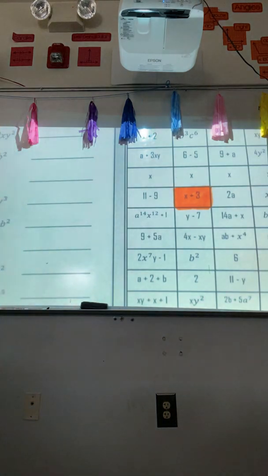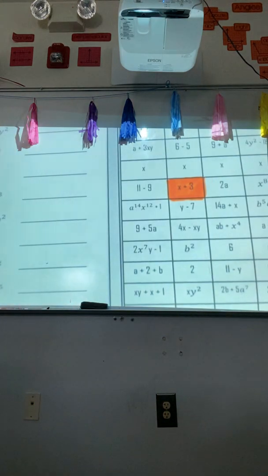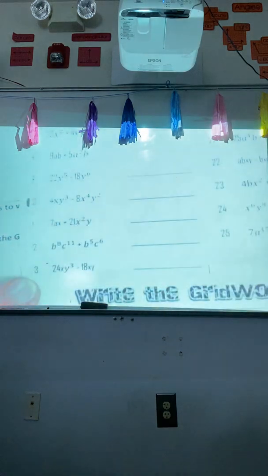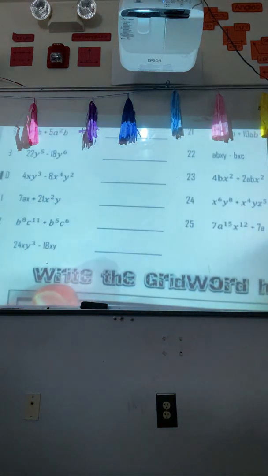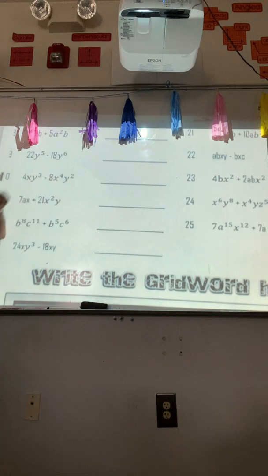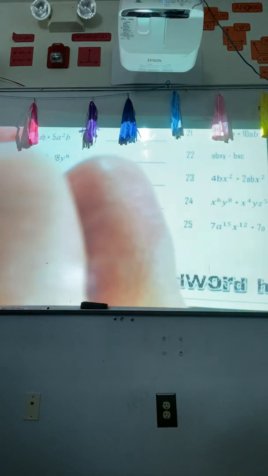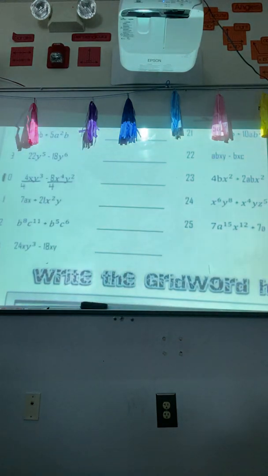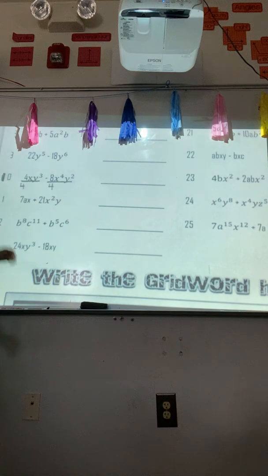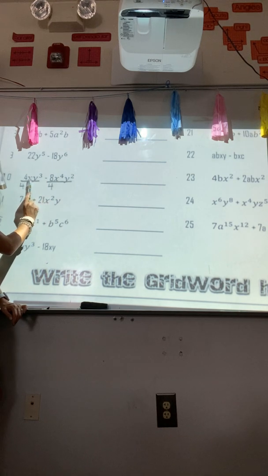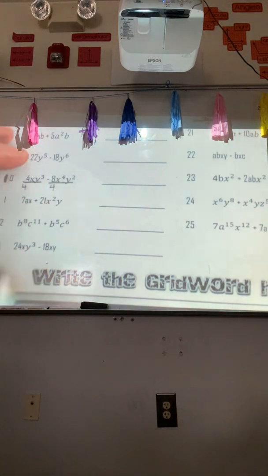All right, let's do one harder one, a tougher one together. Let's do number 10. It really looks like 0, but it's really number 10. All right, number 10. Look at your numbers, 4 and 8. What is the biggest number that you can take out of 4 and 8? 4. So divide by 4 on both of them. Now look at your x's. Can you take out anything more than 1 x? No, that one has 4, that one has 1. You only can divide by 1 x, so put an x there.